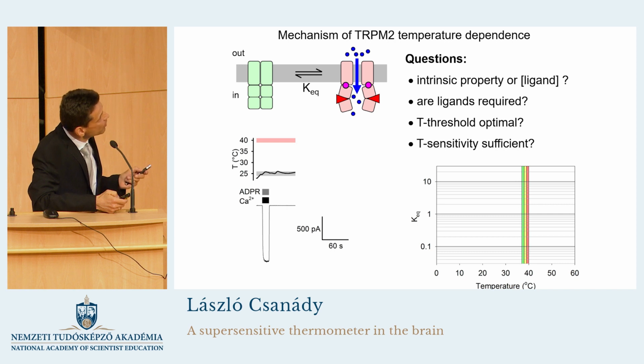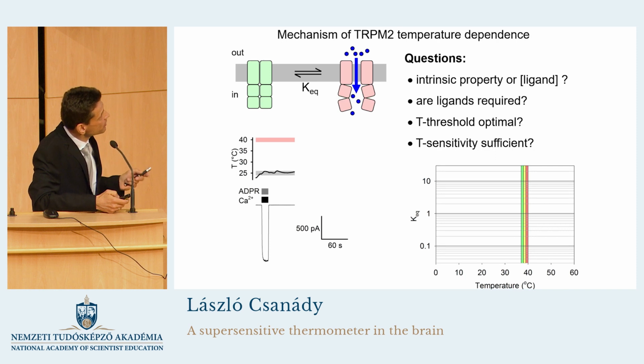So here you can see how TRPM2 currents are activated by simultaneous application of both ligands. This is current measured from a membrane area that contains hundreds of TRPM2 channels. So this very large current reflects the sum of those individual channel currents. And you can see when the ligands are washed away, the channels close.